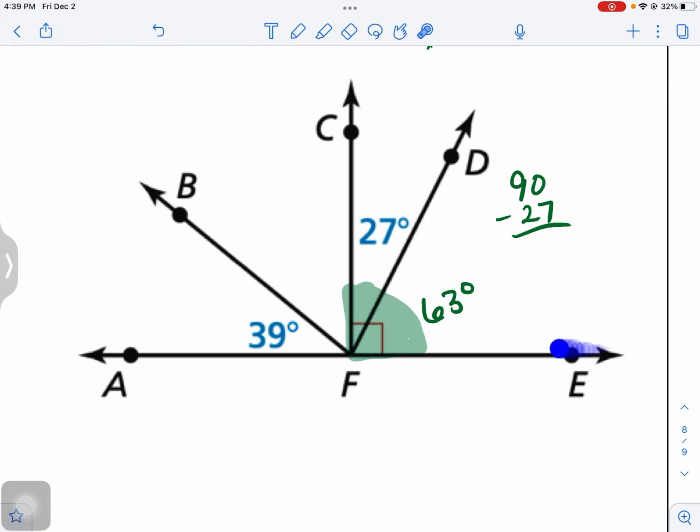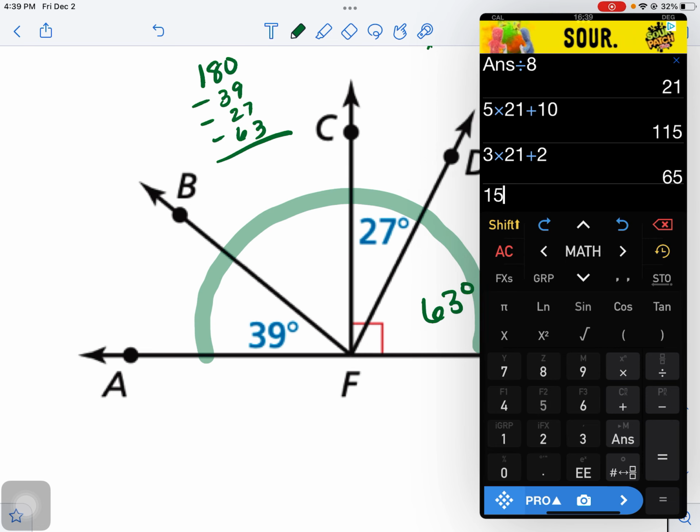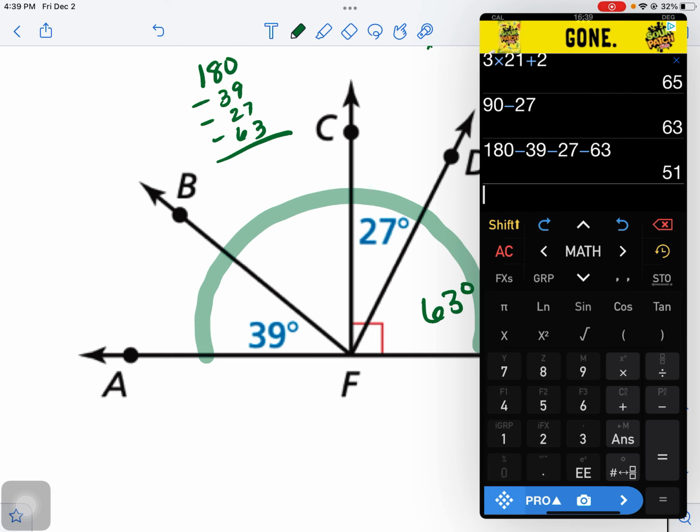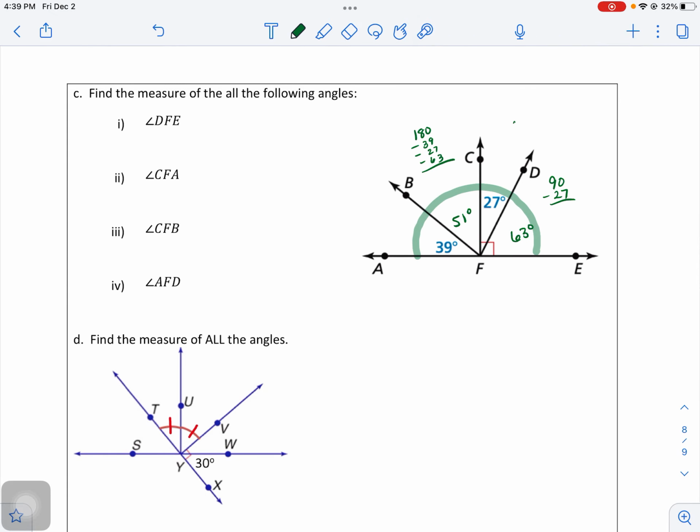Now, the straight line here is 180 degrees. So remember, if I can do the half circle to make it a straight line, that means all of these angles added together equal 180. So in order to find this missing angle right here, I'm going to take my total, which is 180, take away 39, take away the 27, and take away the 63. So you got 180, take away the 39 angle, take away the 27 angle, take away the 63 angle, and you're left with 51 degrees of that angle right in there. So now I found all the missing pieces.